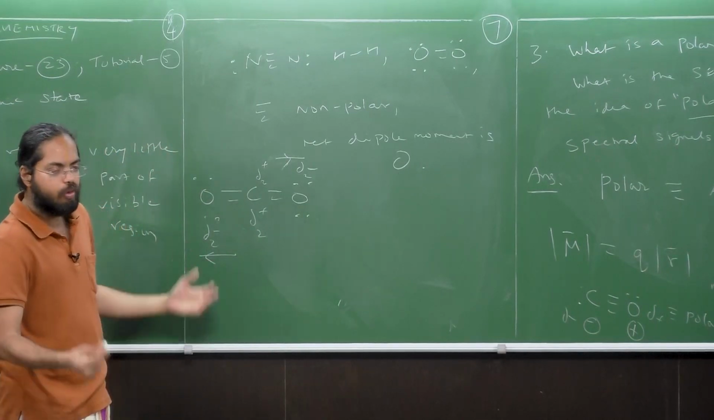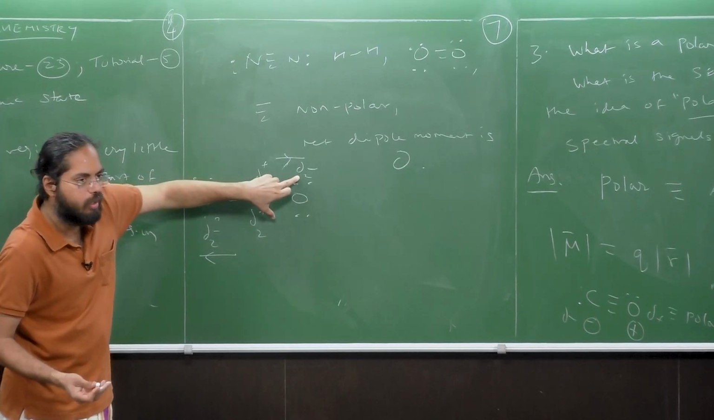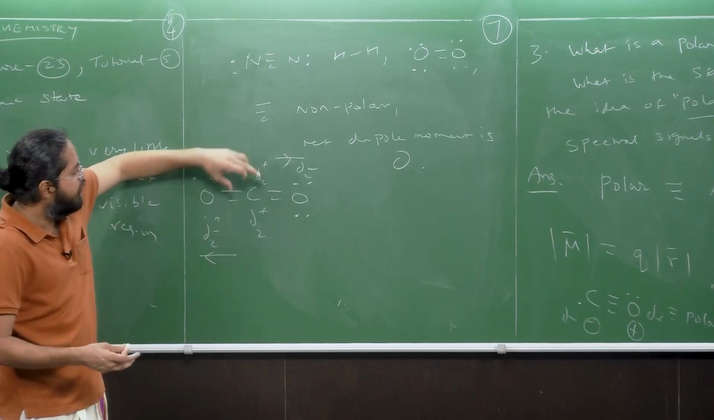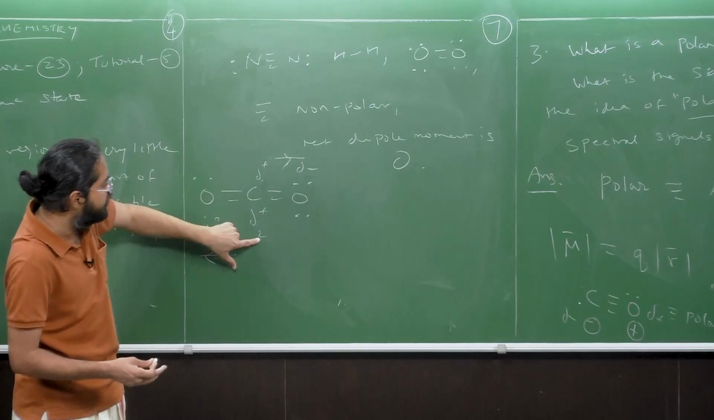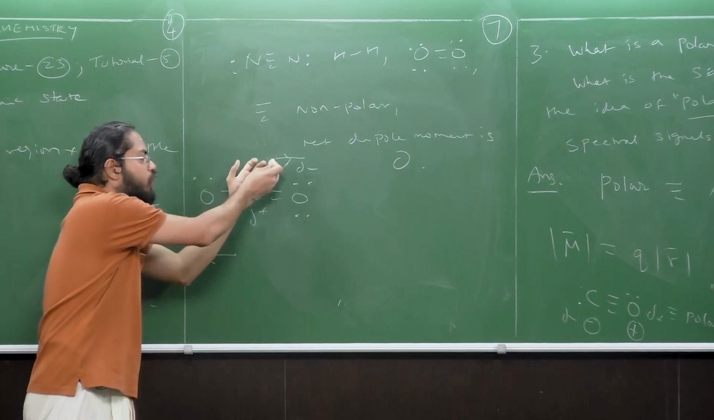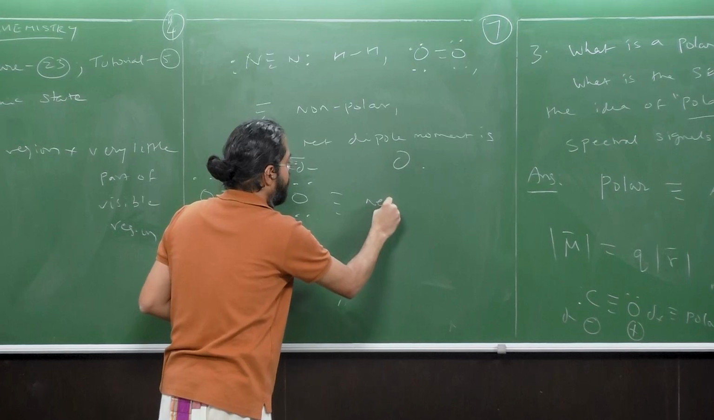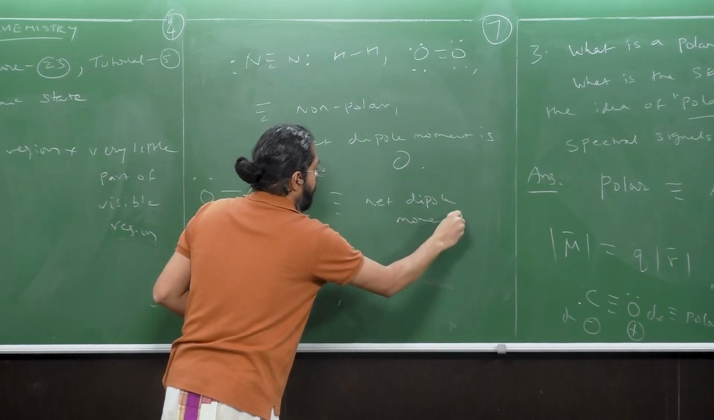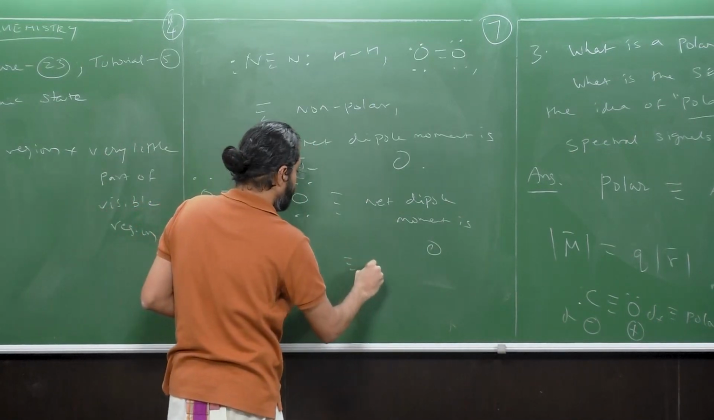Because both of these are oxygen, there is no different-index business at all. I initially thought of using different indices, but because this oxygen and this oxygen are both the same, the net amount of charge accumulation is going to be overall 0. So overall, the net dipole moment is 0, and it's a non-polar molecule.